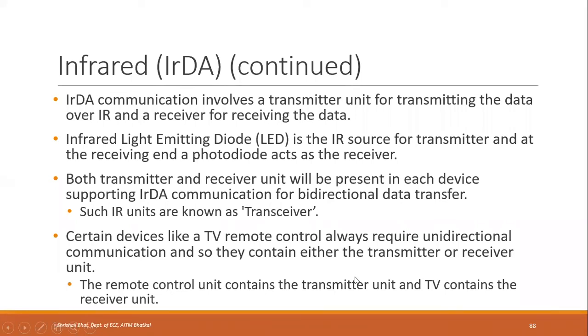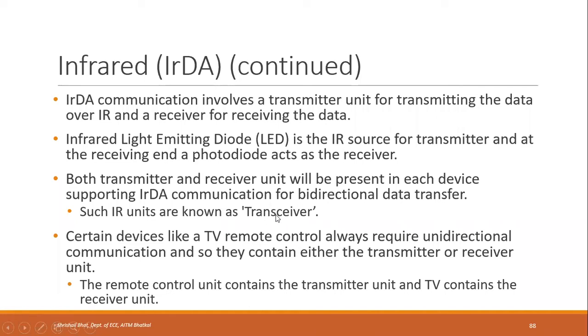When IR rays fall on the diode, it gets activated and detects that some signal is sent. Both the transmitter and receiver will normally be present in each device, because it supports bidirectional data transfer. Since transmitter and receiver are both present, together they are called transceivers.